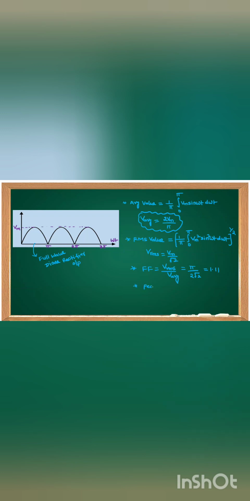What is the peak factor? Not only average and RMS values, the remaining form factor and peak factor also I'm explaining. Peak factor is peak value by RMS value, Vm by Vm by root 2, which is equal to root 2. This is for this waveform, the average value, and the RMS value. Minimum, try to remember this formula.